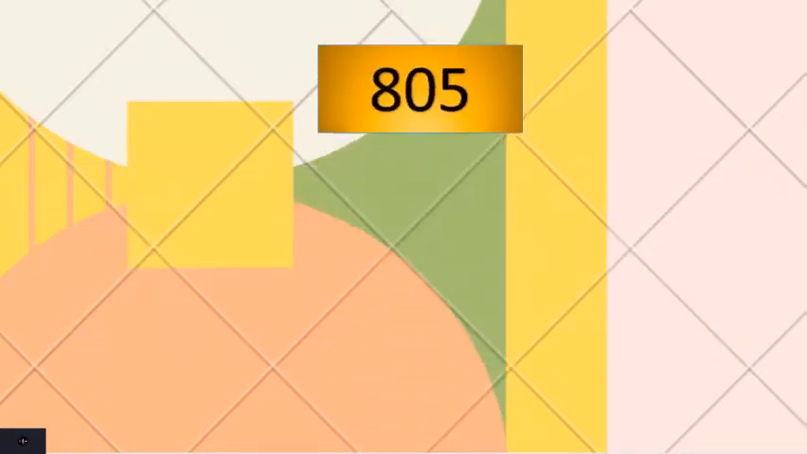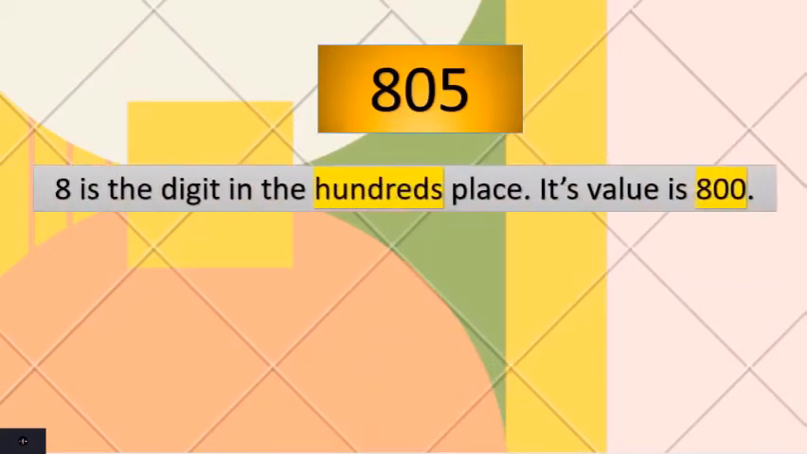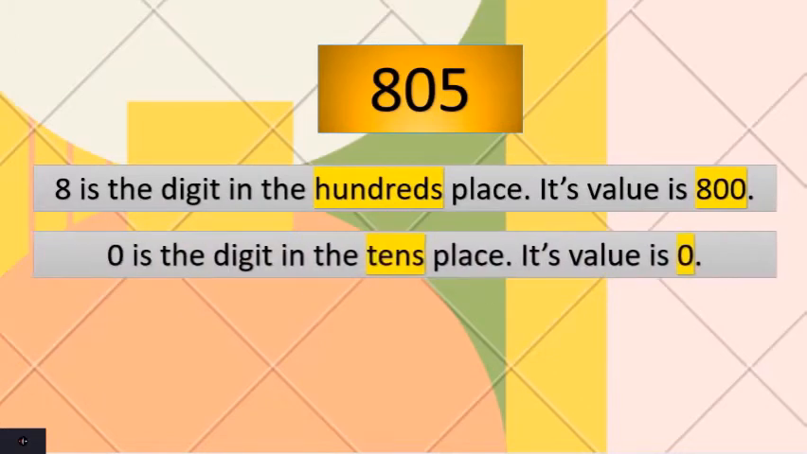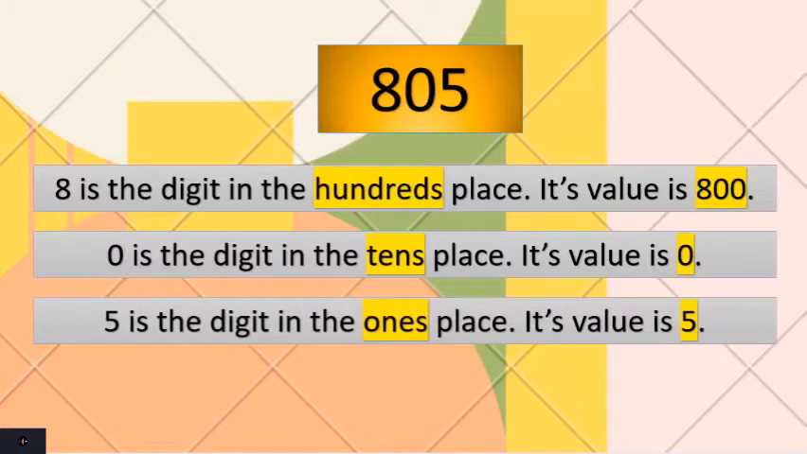805. 8 is the digit in the hundreds place. Its value is 800. 0 is the digit in the tens place. Its value is 0. 5 is the digit in the ones place. Its value is 5.